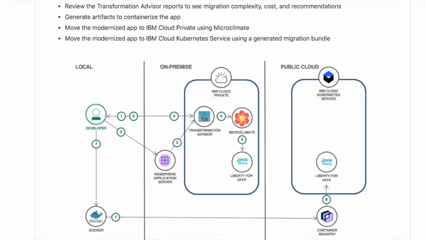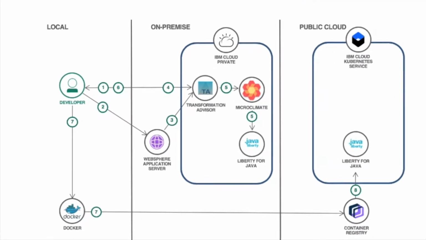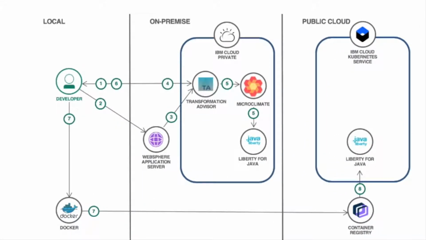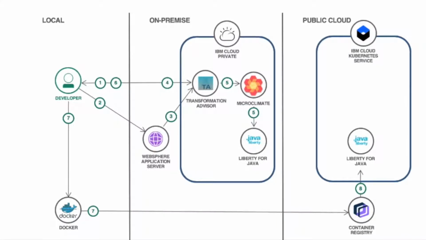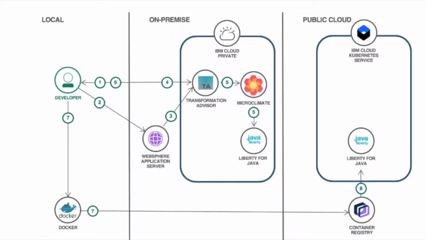For the public cloud, we'll use IBM Cloud Kubernetes Service. And again, it's running in a container, and it's using Liberty for Java. So we'll have to take this application, a Java application running on WebSphere, take a look at it, and determine what needs to happen for it to be ready to run on Liberty, which then can run in a container on the cloud.